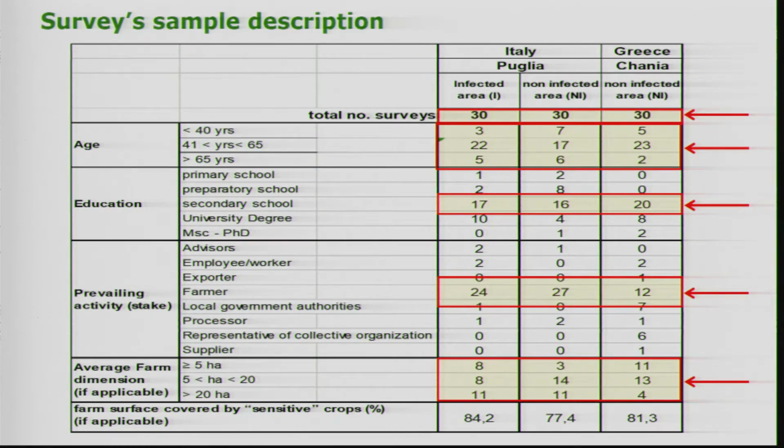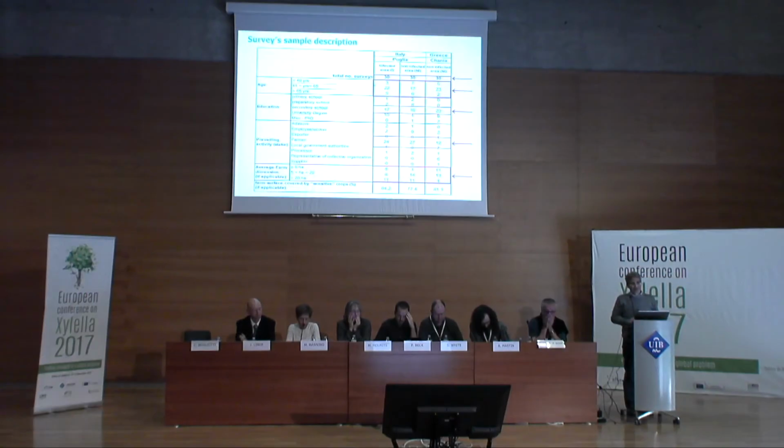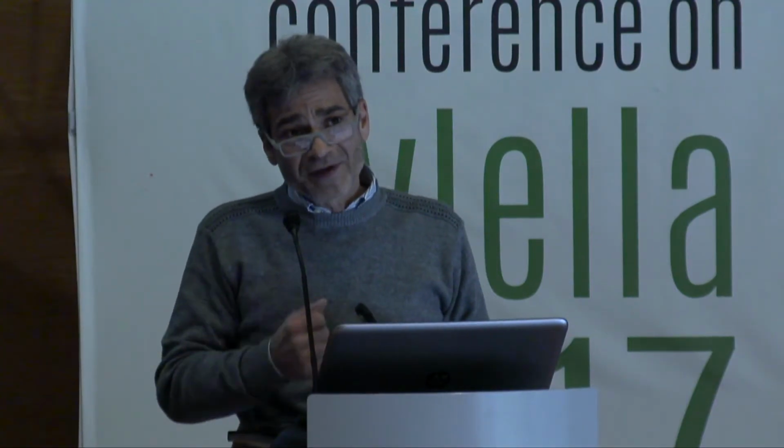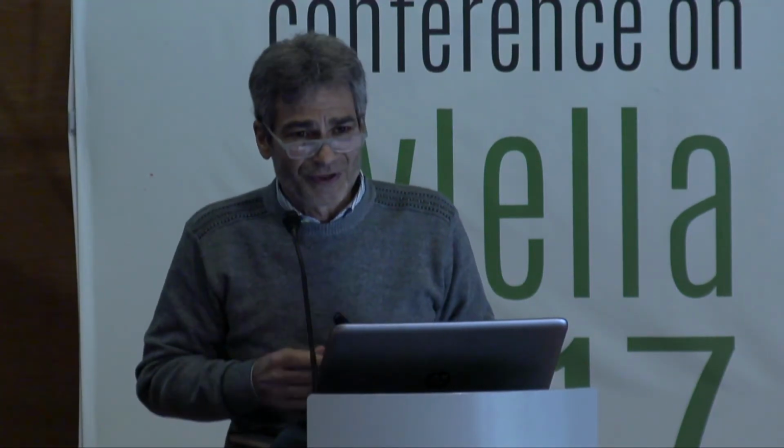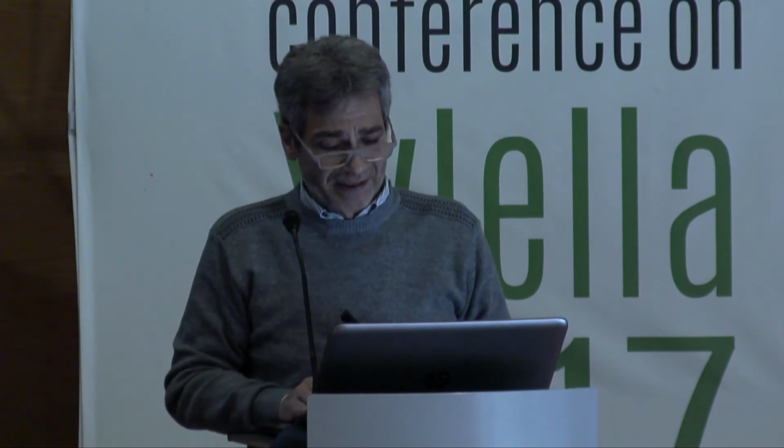And the average surface of the plot is rather low anyway, and this is not giving a big critical mass to the people because they are owners of not really big plots. And of course, they are all having a very sensitive crop, which is the olive tree, in their ownership.